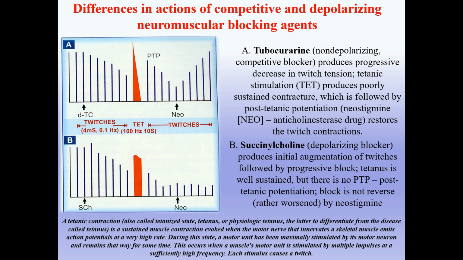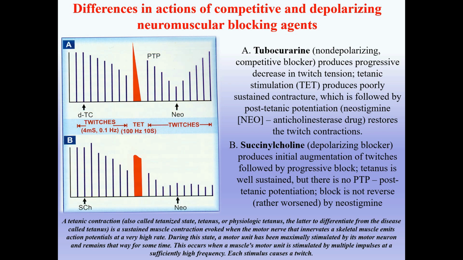On this slide, you can see the differences in actions of competitive and depolarizing neuromuscular blocking agents. For example, tubocurarine, which is a non-depolarizing competitive blocker, produces progressive decrease in twitch tension. Tetanic stimulation produces poorly sustained contracture, which is followed by post-tetanic potentiation. Neostigmine, an anticholinesterase drug, restores the twitch contractions.